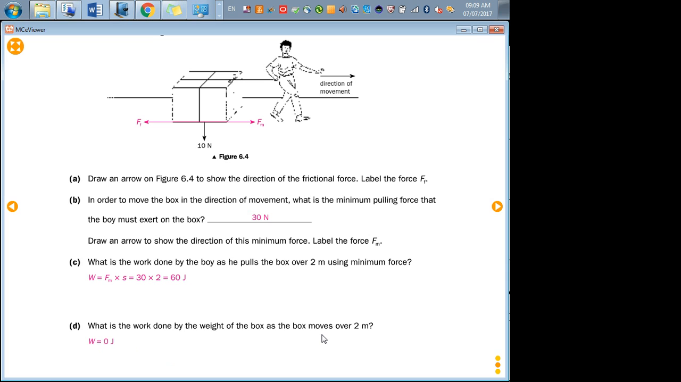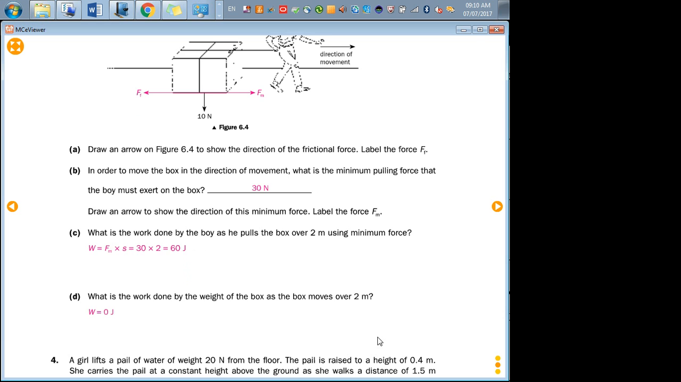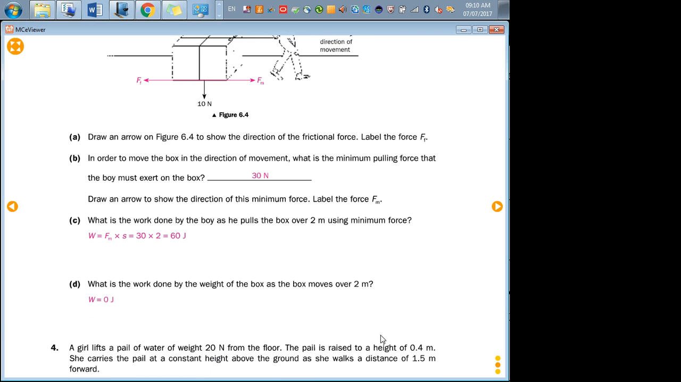Okay, you can move your table to the right if the sun is affecting you. So this over here, they are trying to trick you. They say the box moves over 2 meters, but this 2 meters is to the right. It's nothing to do with the weight of the box. Okay. Next. Any questions so far?